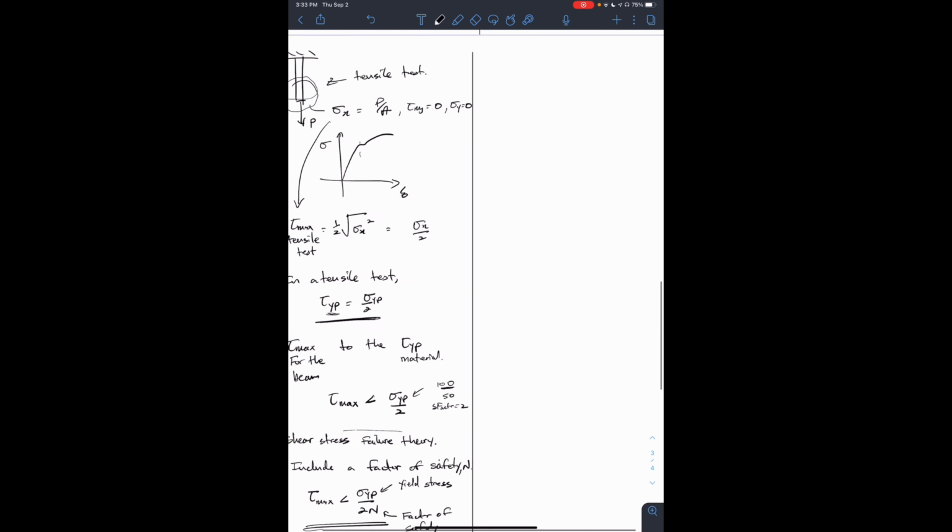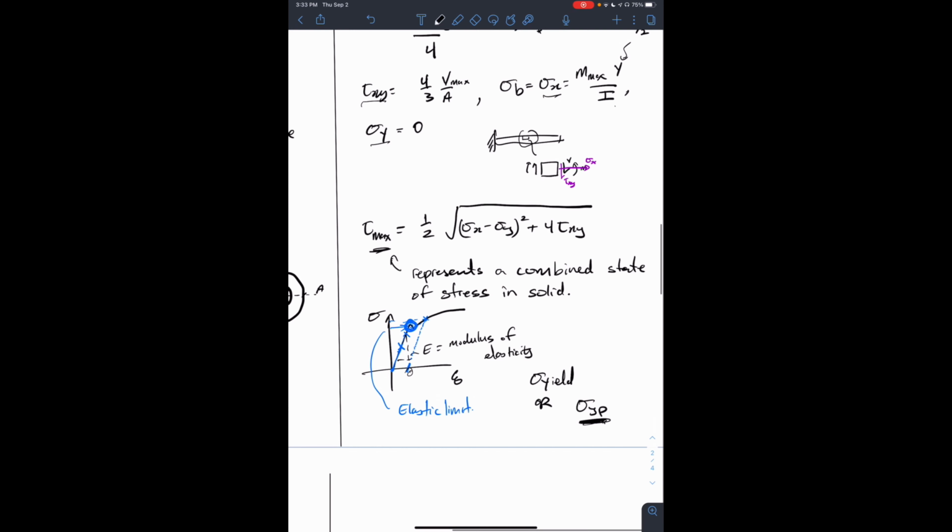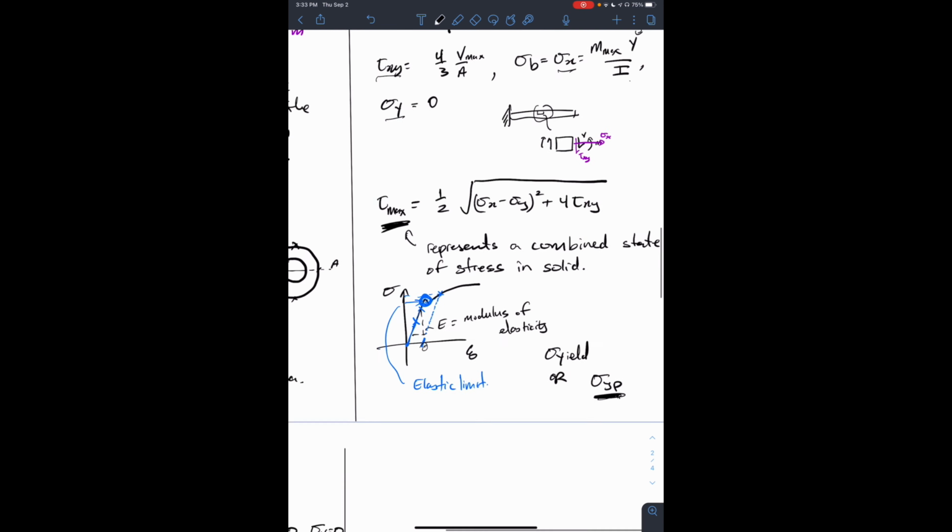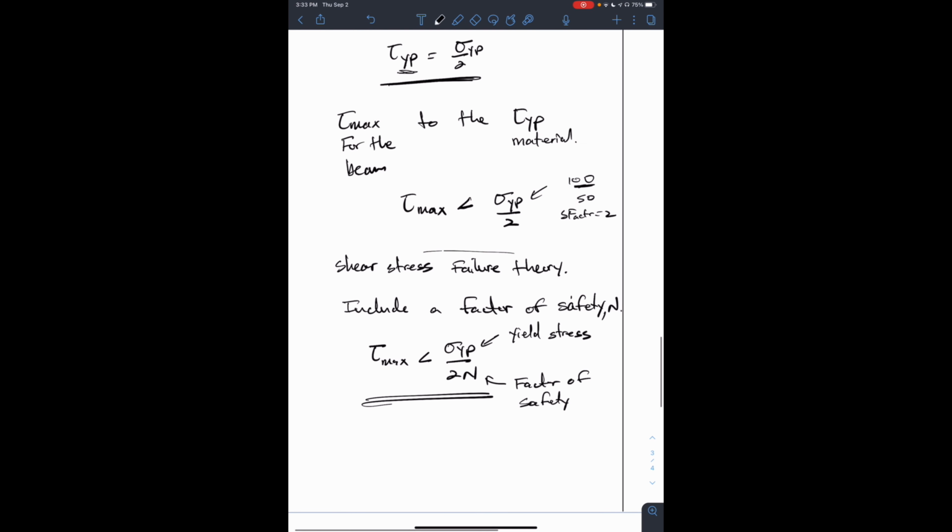So now we have our tau max calculated here. We could compare it to the actual material property. And if that tau max is less than this value, then we could say it's safe and we can move on to the next beam.